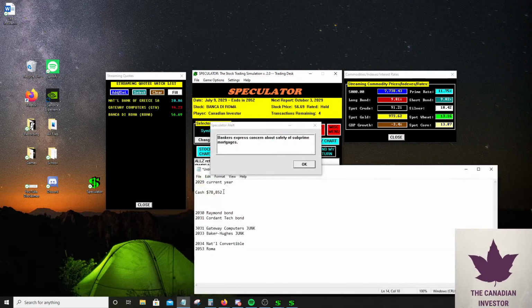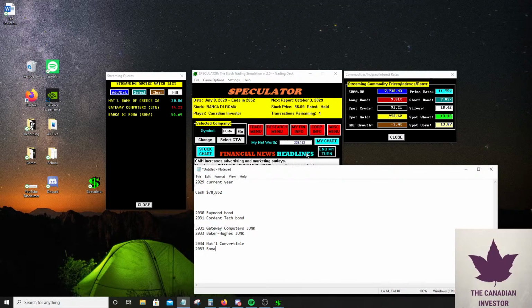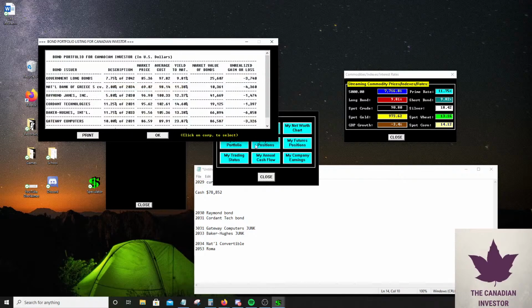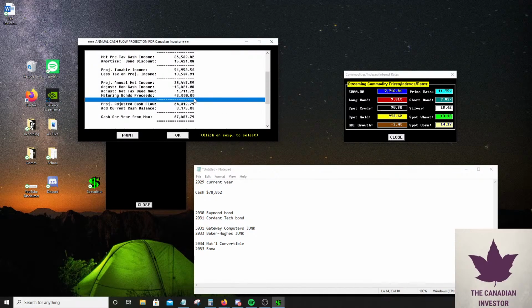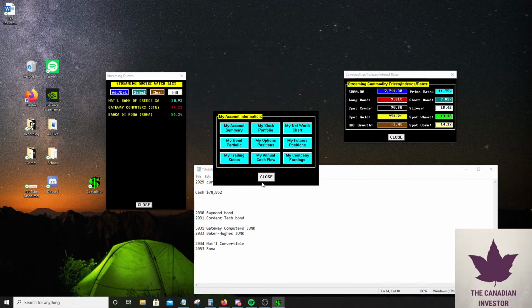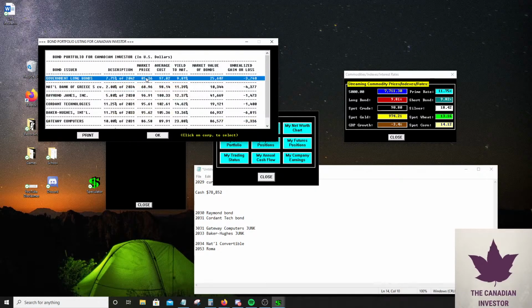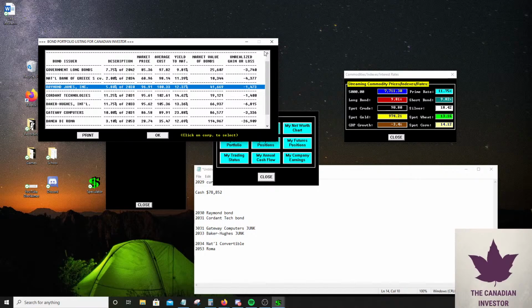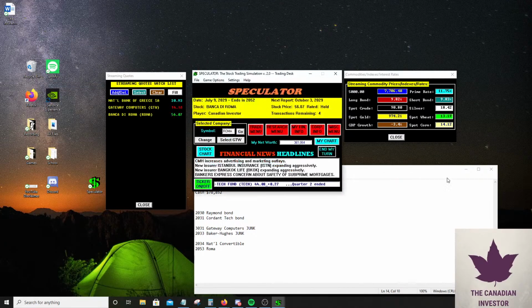So if we look at our calendar, wait, didn't it say on the cash flow thing? It says right here we have a $43,000 bond maturing soon. That'll be interesting. I'm guessing it's the Raymond James bond that's maturing soon, so that's pretty interesting. So yeah, we should be receiving a ton of money back, which is interesting.